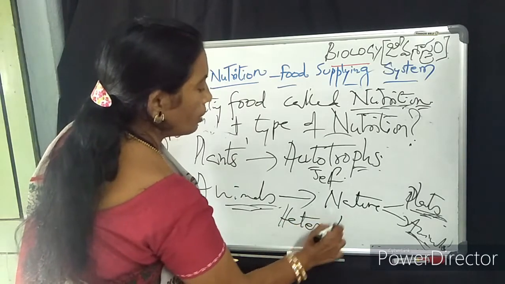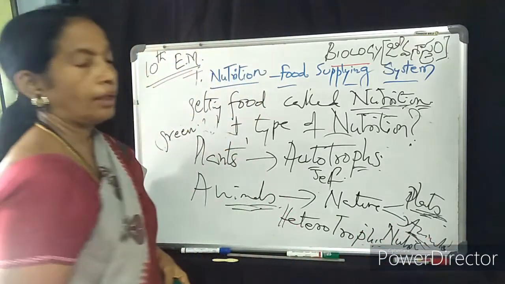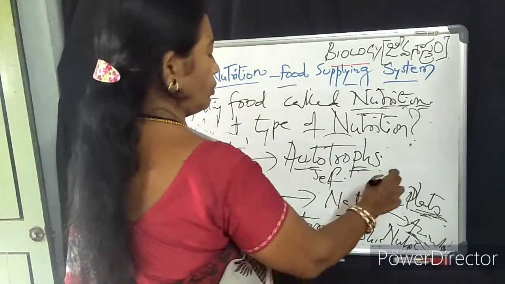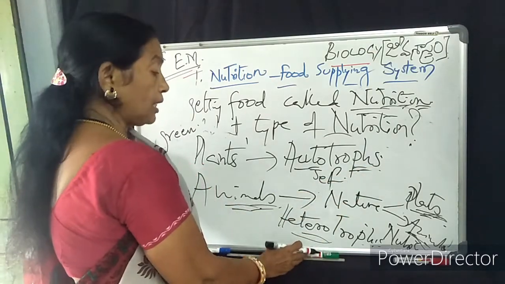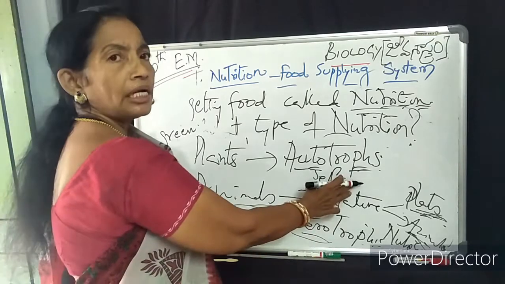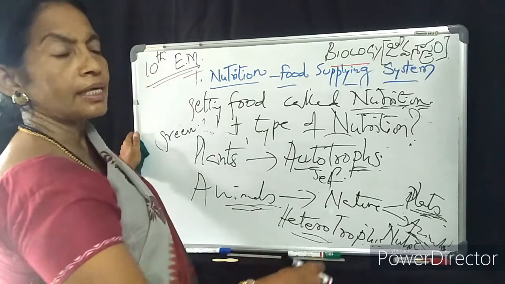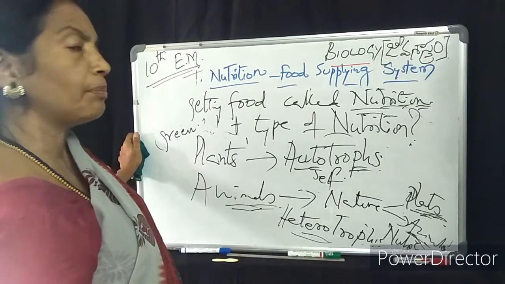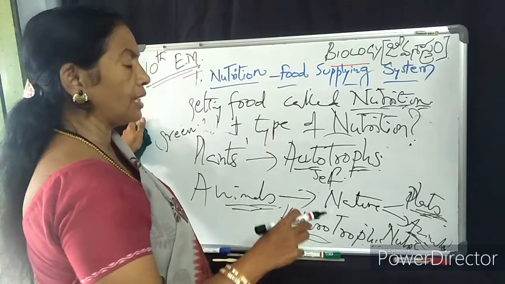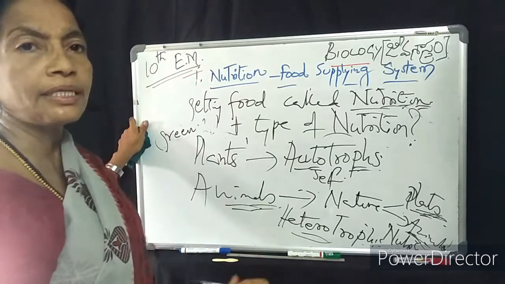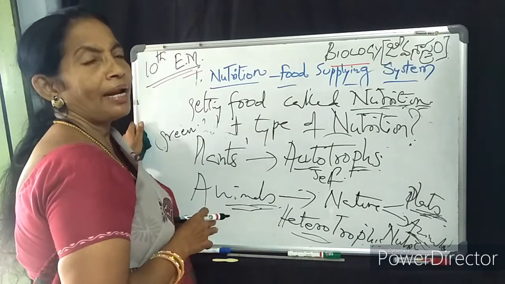This type of nutrition is called heterotrophic nutrition. So two types of nutrition we see in nature: autotrophic nutrition and the other one, heterotrophic nutrition. What is the meaning of autotrophic nutrition? The green plants themselves prepare their own food in their green leaves, having chlorophyll, in the presence of sunlight. They will not be based on animals. We won't give any food for plants.